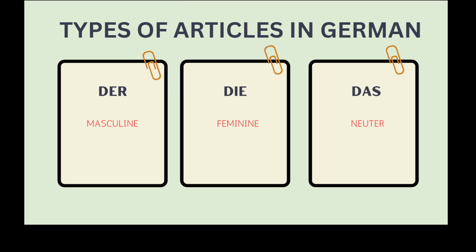Let's start with the basic rules of German articles. There are three types of German articles: der, die, and das. Der is used for masculine gender, die for feminine, and das for neuter gender. In German, the gender of a noun is not always predictable, so it is important to memorize the gender of each noun.